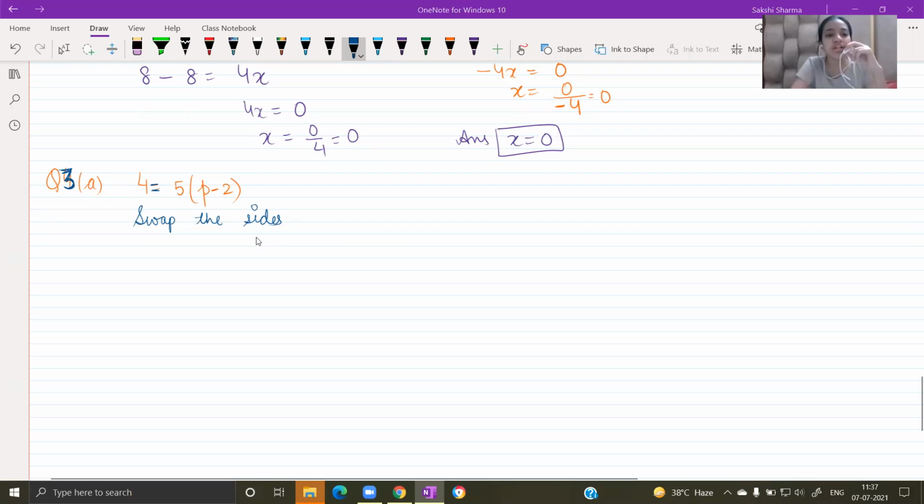Ma'am, can we do 5p minus 2 is equal to 4? Yes, that's what we are going to do. We are going to change the sides. Ma'am, I have done question number 3 also. Okay, very good, Angad. Very good.